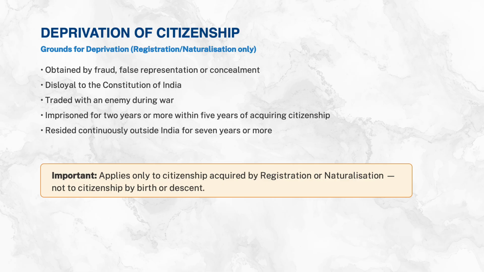Fraud, false representation or concealment, disloyal to the Constitution of India, trading with an enemy during war, imprisoned for 2 years or more within 5 years of acquiring citizenship. So if Mother Teresa had been in jail for more than 2 years, her citizenship would have been revoked. Okay, so that's the rule after you acquire citizenship. And resided continuously outside India for 7 years or more.